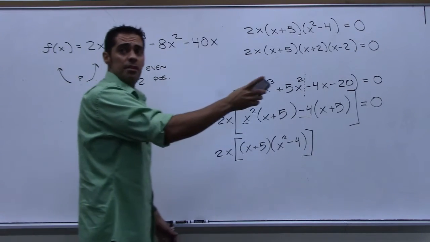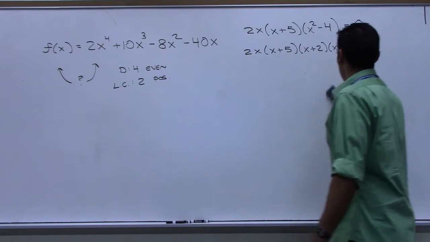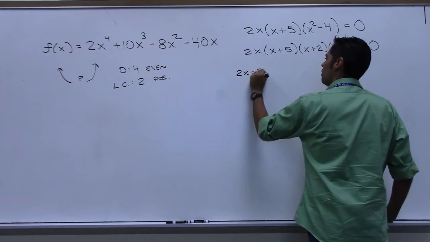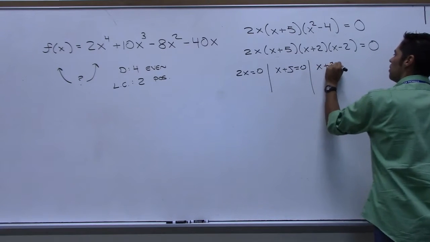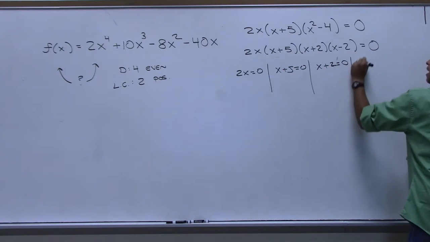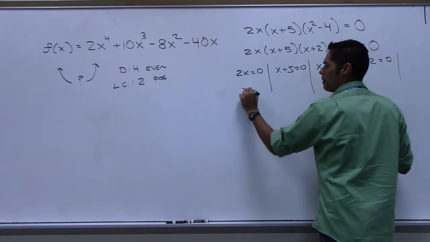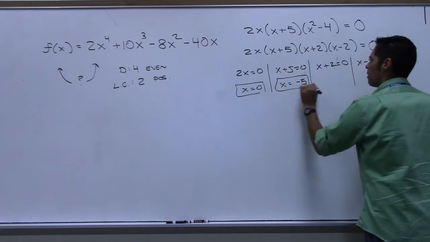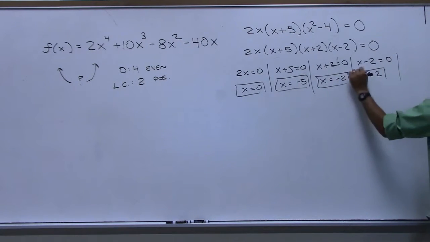All right, set all those equal to 0 now. Set each of those equal to 0. 2x equals 0. X plus 5 equals 0. X plus 2 equals 0. X minus 2 equals 0. And these are all pretty straightforward, right? 0, negative 5, negative 2, and 2.